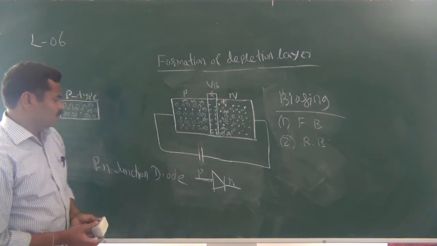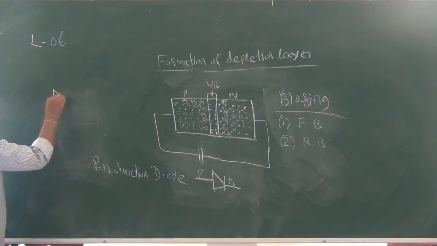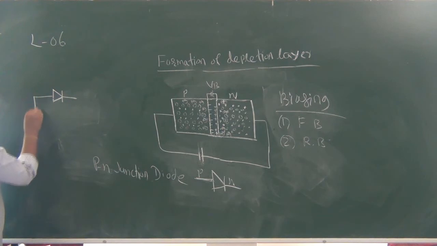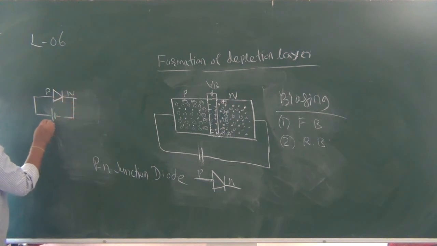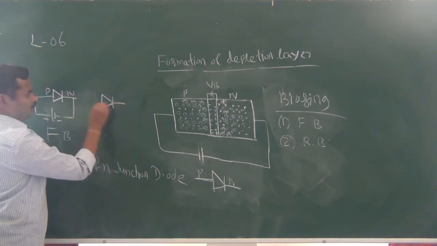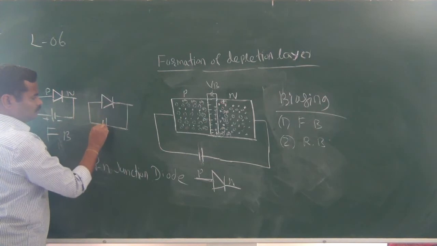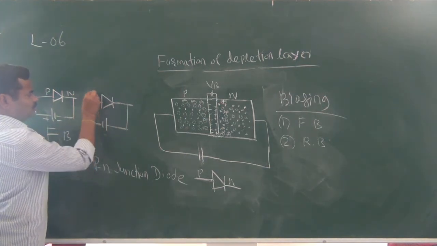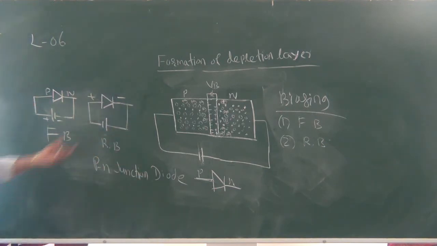You can also show this using the diode symbol. This is the diode symbol, and here you connect a battery, with the P side, the N side, and this is positive. This is forward bias. And likewise, with positive and negative swapped, this is reverse bias. This is the block for today's class.